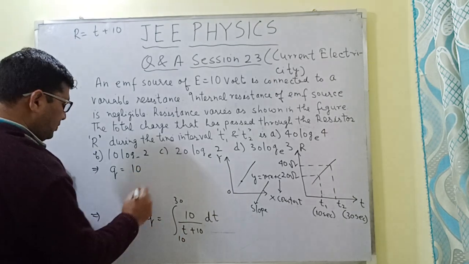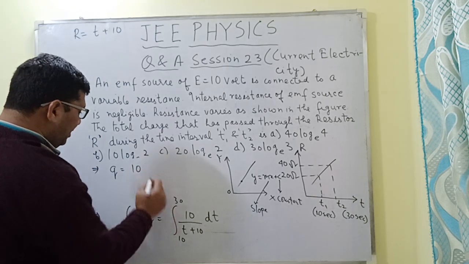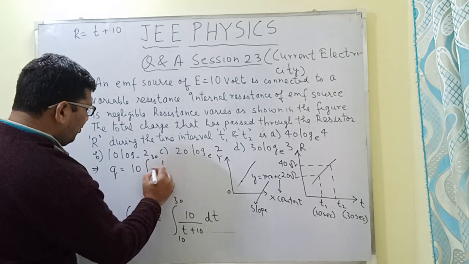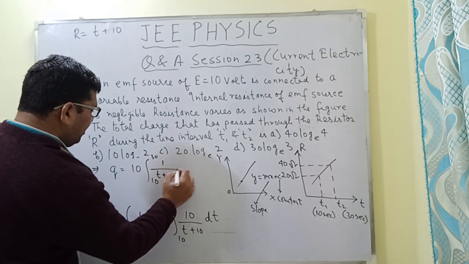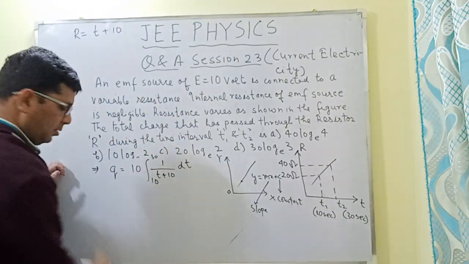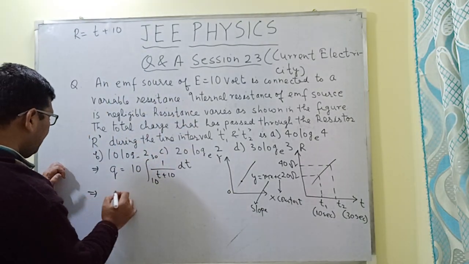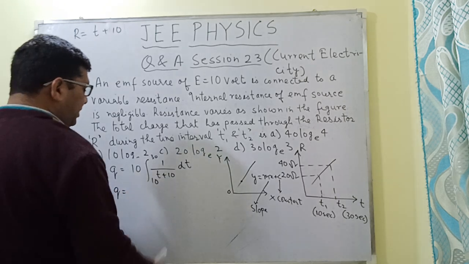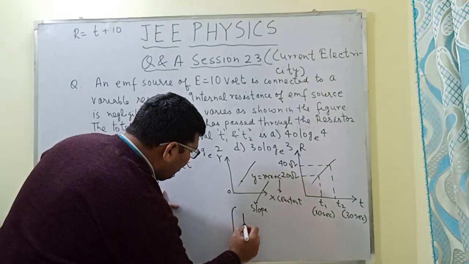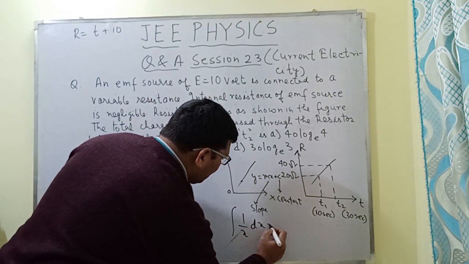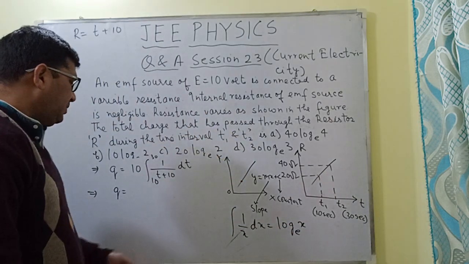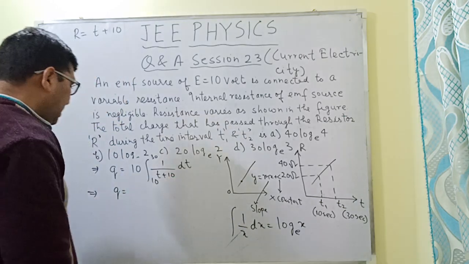So it implies that q will be equal to, 10 is a constant, so I will be taking it out here, and I will be getting 10 times the integral from 10 to 30 of 1 divided by (t plus 10) dt. Now first of all we know that integration of 1 by x dx is equal to log x to the base e. So I will be using this formula in order to solve this equation.